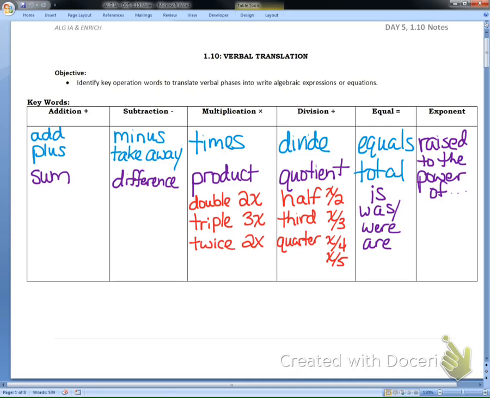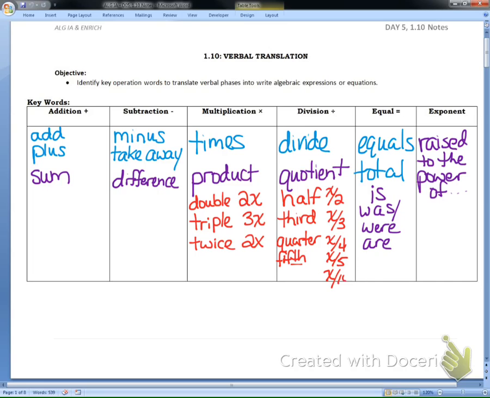How about divided by 5? It's a fifth. As you go further along in your numbers, when you see th at the end of a word, then it's going to be division, and you're dividing by, so a fifth, a sixth, a seventh, an eighth. It means you're dividing by 5, 6, 7, and 8.